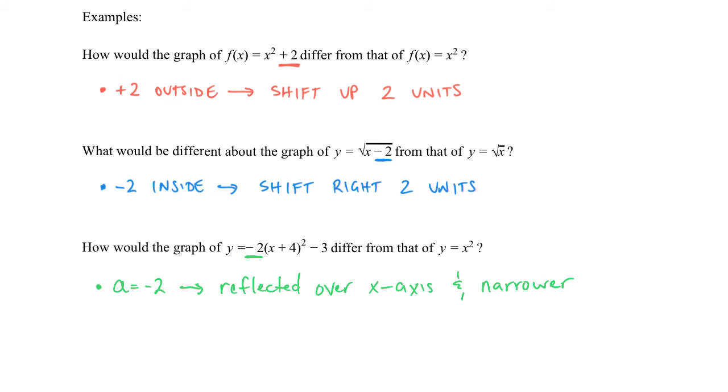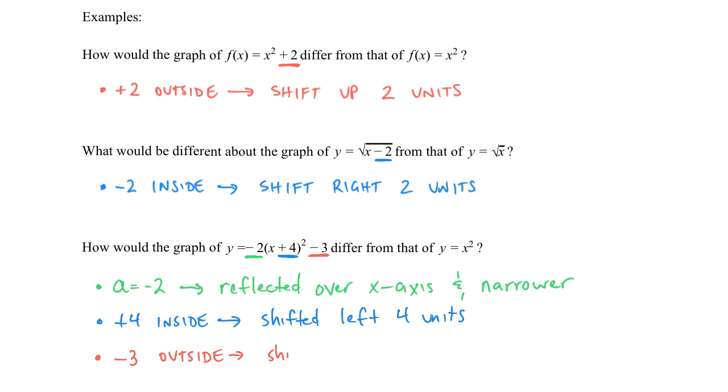The plus 4 inside the parentheses, okay, so I've got plus 4 inside. That tells me that I am shifted, plus means left. I'm shifted left 4 units. And finally, I have a minus 3 outside the parentheses, minus 3 outside. That tells me that I'm shifted down 3 units.